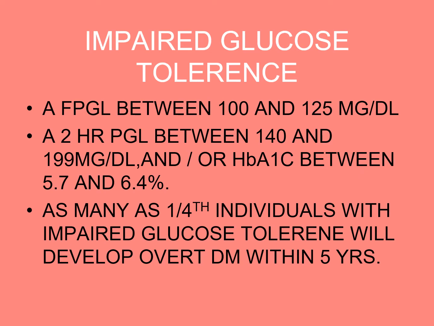Impaired glucose tolerance, what I was talking about, is that the patient is unable to tolerate the glucose. A fasting plasma glucose level between 100 and 125 milligrams per deciliter, that is not exactly crossing the limit of say 126 or 127, and it lies in between that. A 2 hour postprandial glucose level between 140 and 190 milligrams per deciliter, and or a level of HbA1c between 5.7 and 6.4. This again comes in the impaired glucose tolerance.